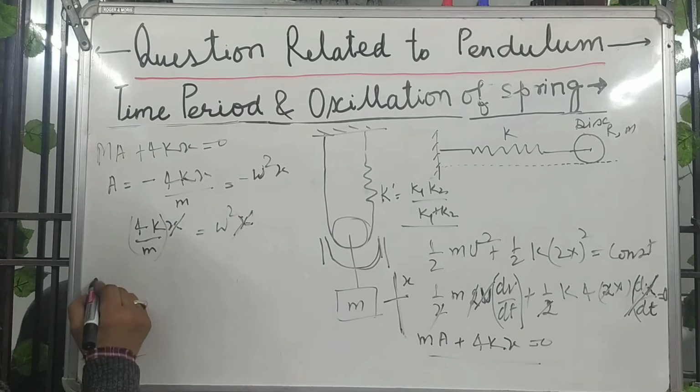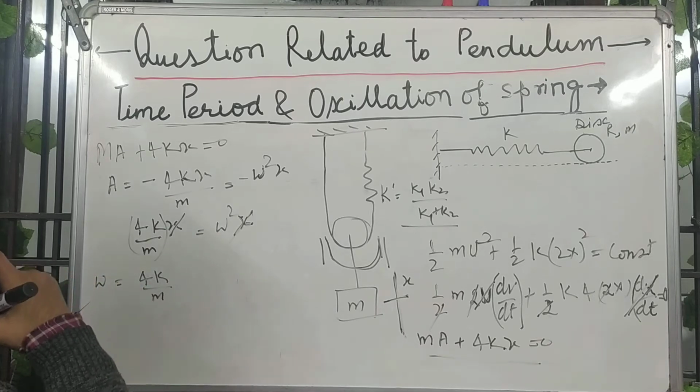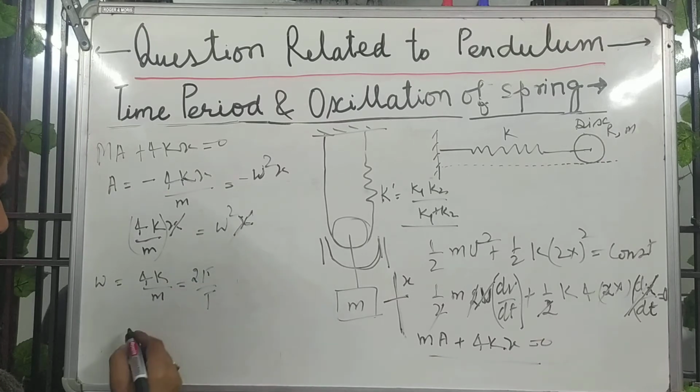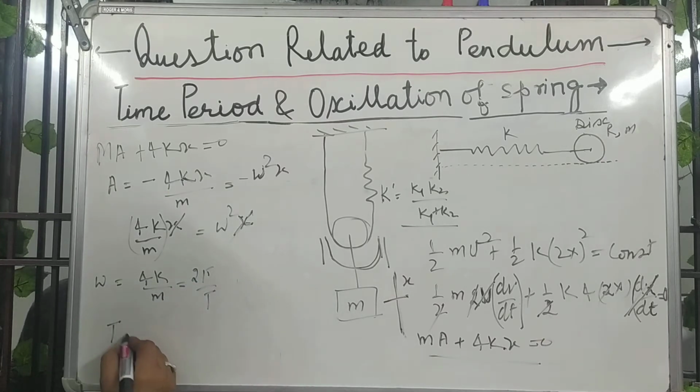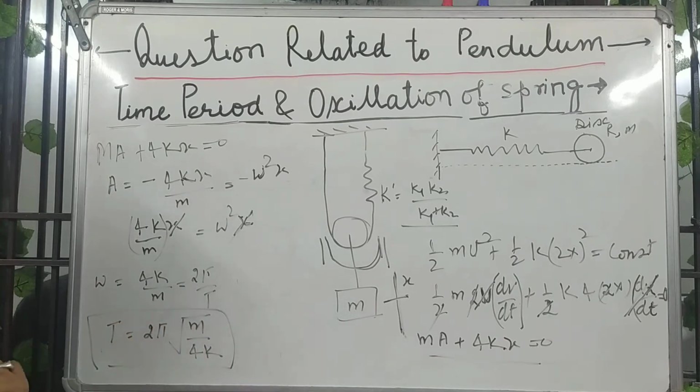So omega is root of 4k by m, and omega is 2 pi by T. So T equals 2 pi root of m by 4k. You have got the answer. This is the answer.